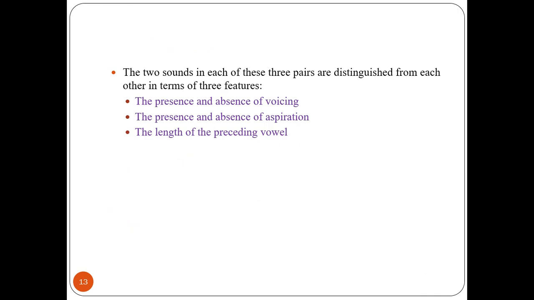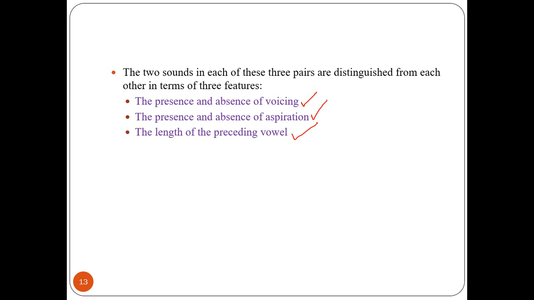The two sounds in each of these 3 pairs are basically distinguished from each other in terms of 3 features which we have discussed. The first one is the presence or the absence of voicing. The second one is the presence or the absence of aspiration. And then we have the length of the preceding vowel. This could be a further explanation of the terms.